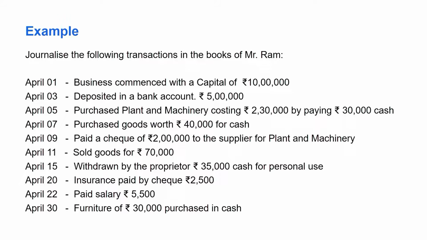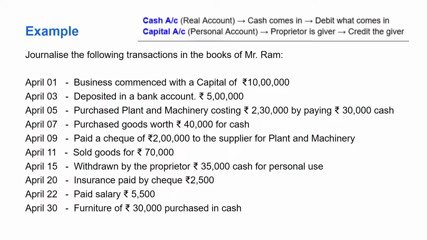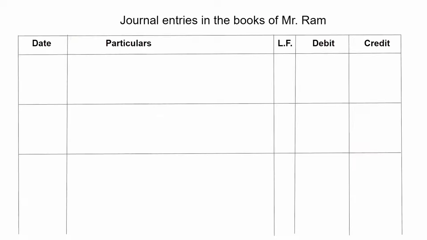We'll start with the first transaction. That is, business commenced with a capital of rupees 10 lakh. That means the owner is investing into the business. So cash comes in and capital is credited. Here the two accounts are cash account and capital account. Cash is a real account, cash comes into the business. So debit what comes in. And the other account is capital account. Capital account is a personal account and the proprietor is the giver. So credit the giver.